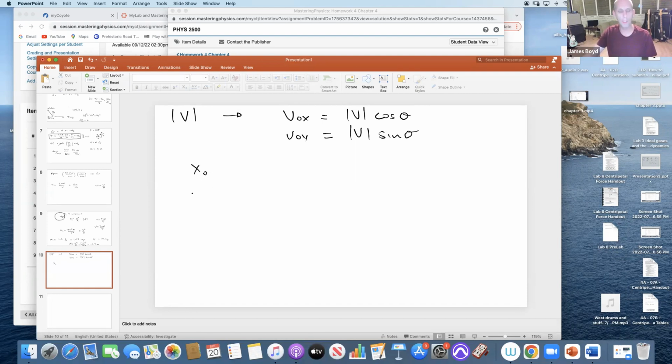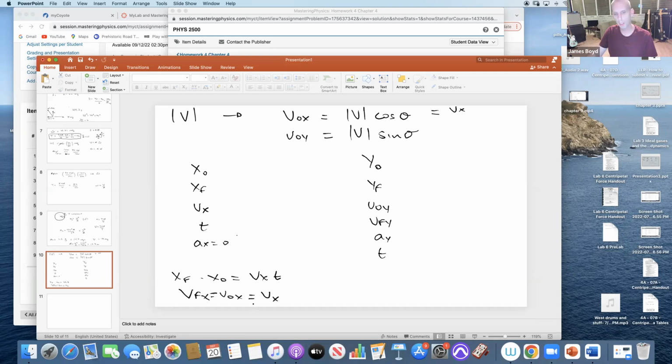And then we're going to list our variables in the following way. v naught of x, v_x, v naught y, v final y, a of y, t, and a of x. a of x is 0, which tells us that these are the equations, and v final of x is v initial of x is v of x.